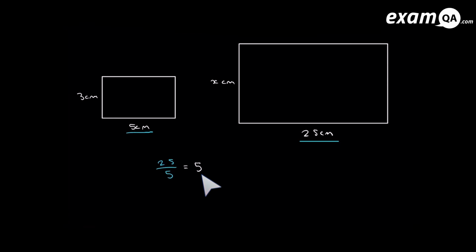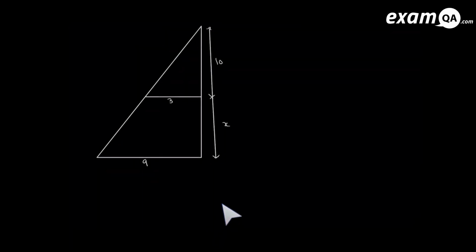So now we need to work out that x. The corresponding side to the x on the smaller shape is the 3 centimeters. So we take the 3 centimeters on the smaller shape and times it by the scale factor, which is 5, and that gives us the corresponding side on the larger shape, which is the x. And 3 times 5 gives us 15. So 15 is our x. Let's look at another example.